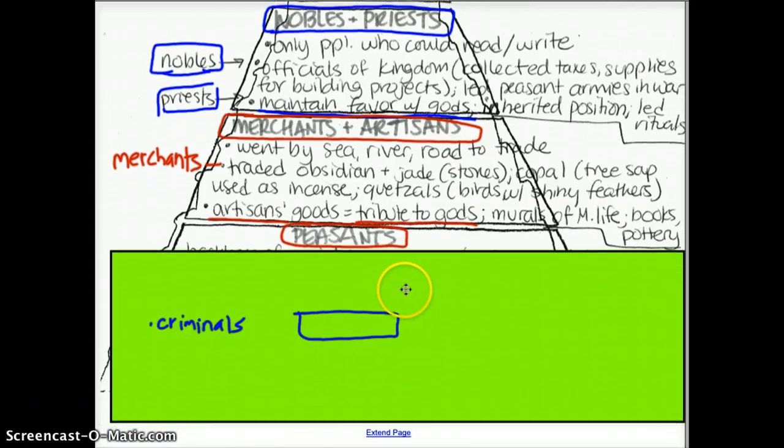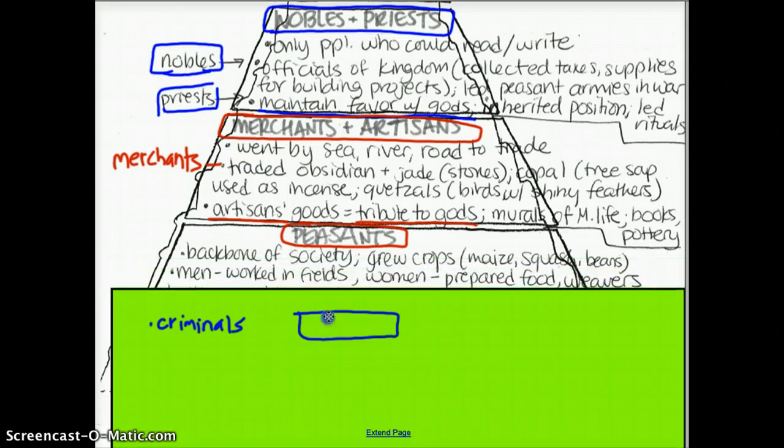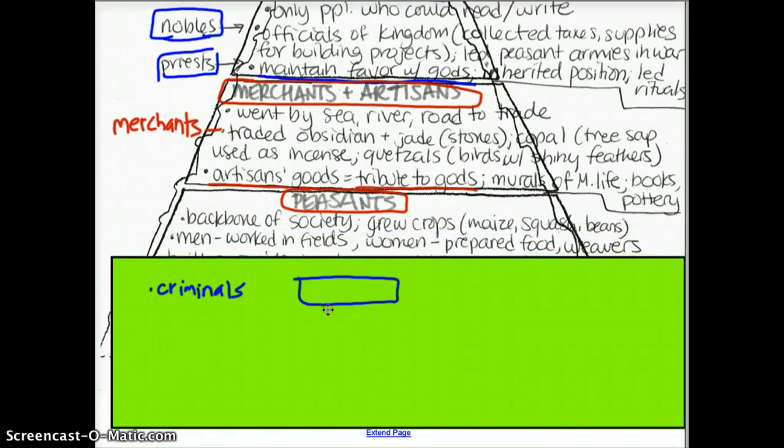So next we have peasants. If you wrote that they were the backbone of society, you might want to give some examples of how. Farming was really important, and they were the main farmers. You have some goods that they grew listed. Male, female jobs are next.